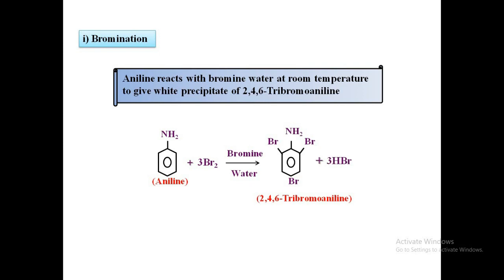The name is given as 2,4,6-tribromoaniline because, with respect to the amine functional group, the first bromine atom is placed at the second position, the next at the fourth position, and the third one at the sixth position. Thus the name is 2,4,6-tribromoaniline. Consider the preparation of monobromoaniline.